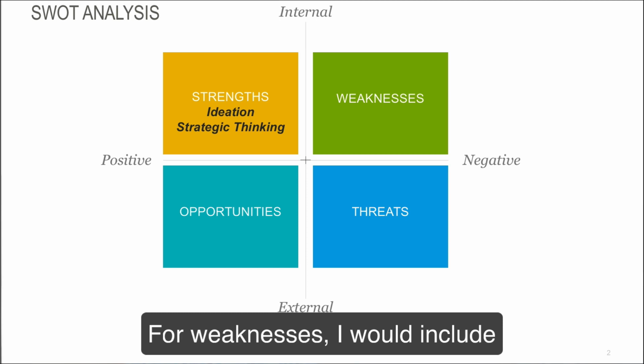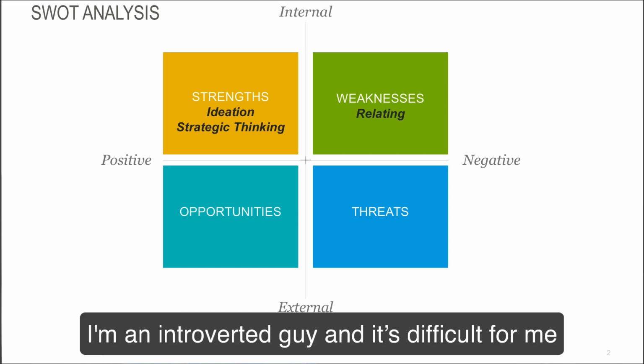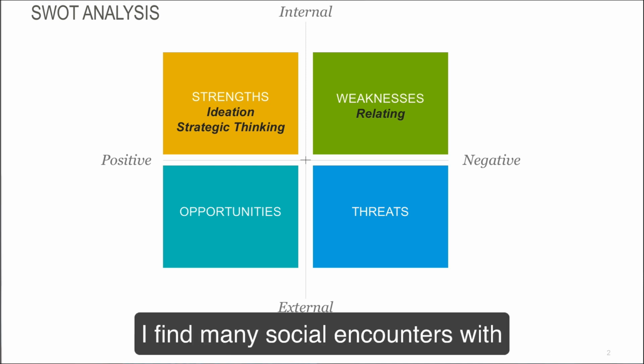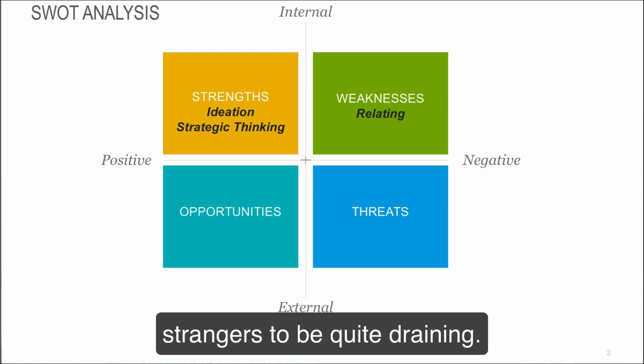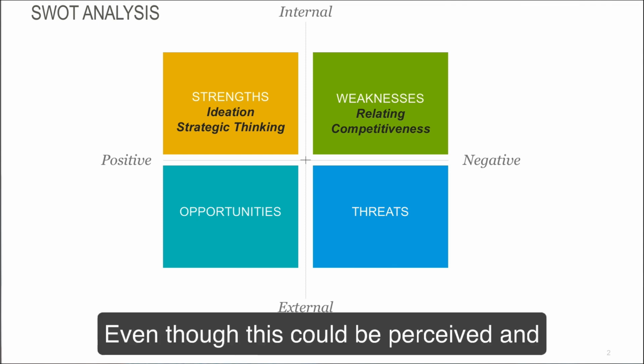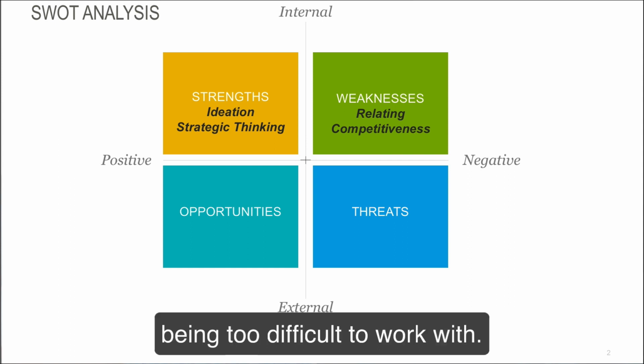For weaknesses, I would include interpersonal connection. I'm an introverted guy, and it's difficult for me to approach people and make new friends. I find many social encounters with strangers to be quite draining. I would also put down intense competitiveness here as a weakness. Even though this could be perceived and used as a strength, typically I need to dial it back and make sure I'm not being too difficult to work with.